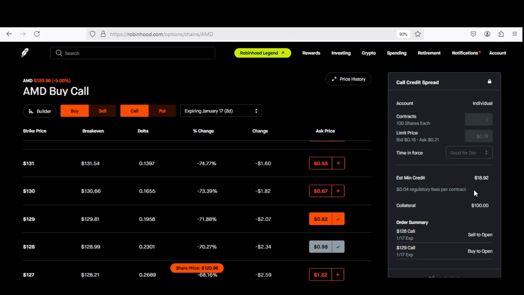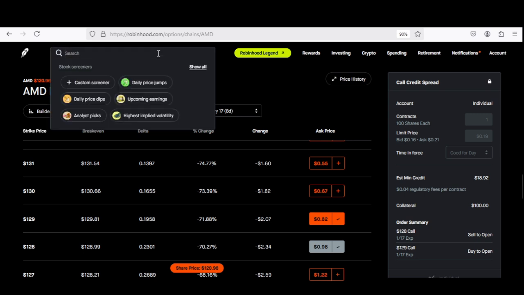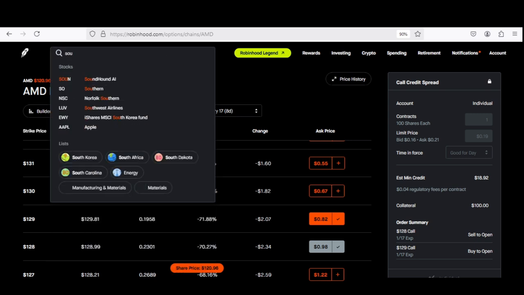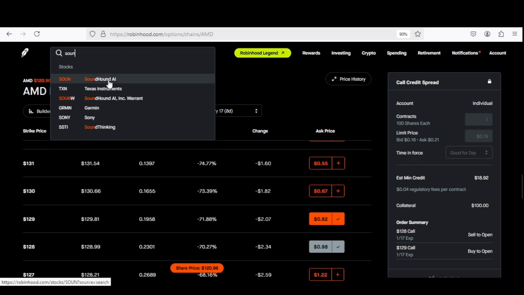Now we're going to go into a secondary stock and do pretty much the same thing. But once again, I'm going to walk you through why I chose that particular strike price and that particular strike date. And for that one, we're going to be using Sound AI, ticker SOUN.